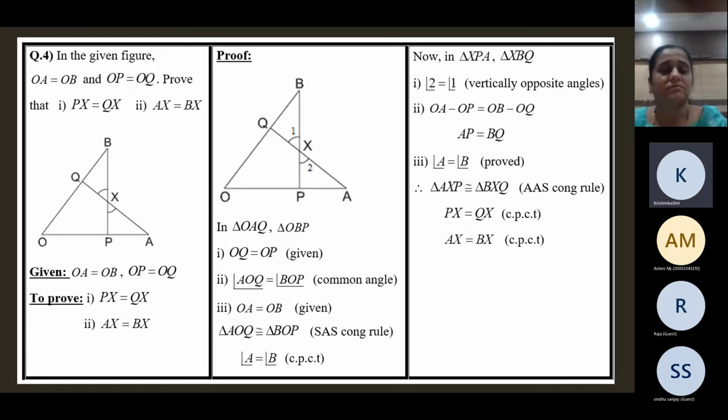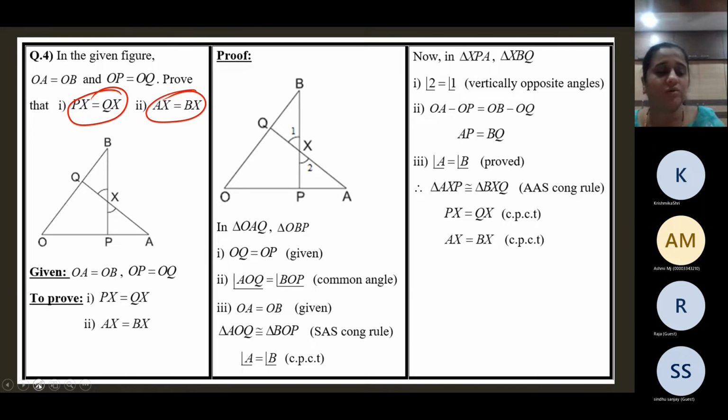It's given that OA is equal to OB, ma'am, and OP is equal to OQ. We have to prove that PX is equal to QX and AX is equal to BX, ma'am. All right. In triangle OAQ and OBP, OQ is equal to OP, that is given, ma'am. OQ is the side of which triangle? OQA. Yeah.